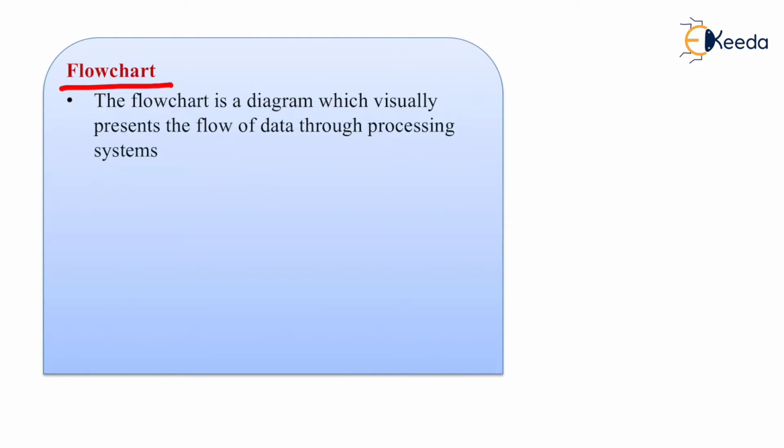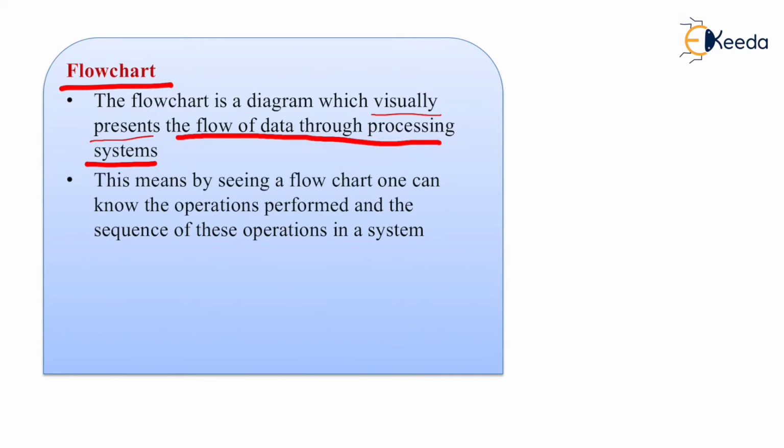Next, flowchart. Flowchart means a diagram which visually presents the flow of data through a processing system. It is just a visual representation, that's why it is called a flowchart. This means by seeing a flowchart, one can know the operations performed and the sequence of the operations in the system.